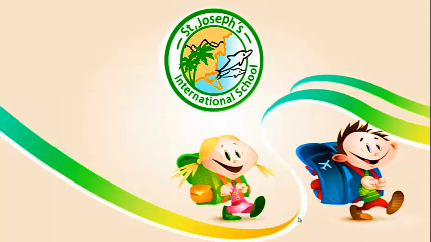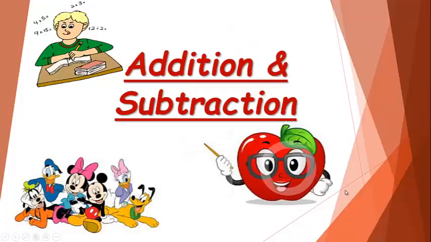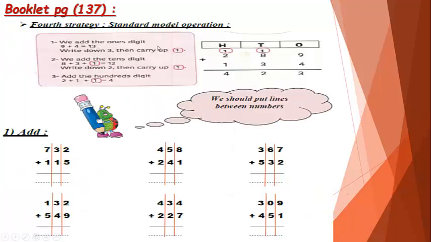In this video, we are going to talk about addition and subtraction. But we must keep in mind that if we want to add or subtract large numbers, 2, 3, 4, or even 5-digit numbers, we have to put each house under the other house.